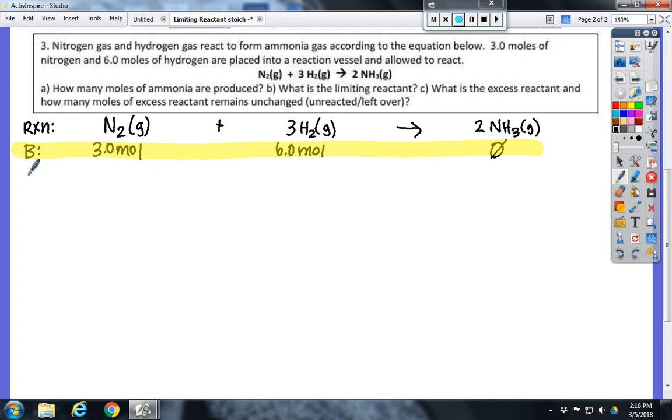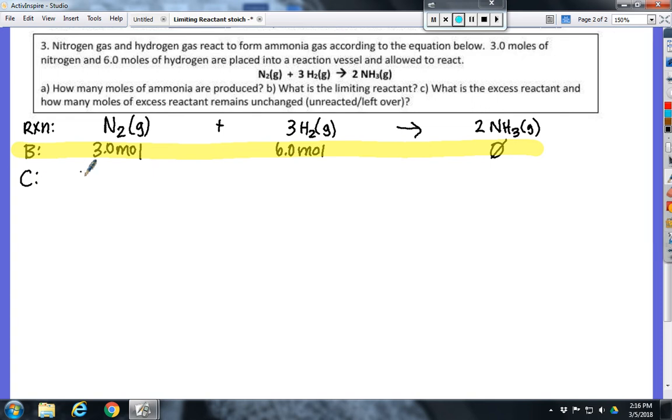So let's do our change here. So I'm going to subtract out our 3 moles of nitrogen. Obviously that's 0. And I started with 1 mole of nitrogen to 3 moles of hydrogen. So 1 goes into 3 times 3 means I need 9 moles. Do I have 9 moles of hydrogen available? I only have 6, so I don't have enough.